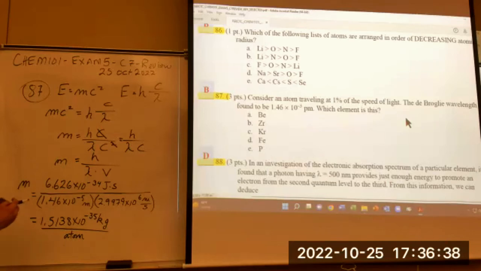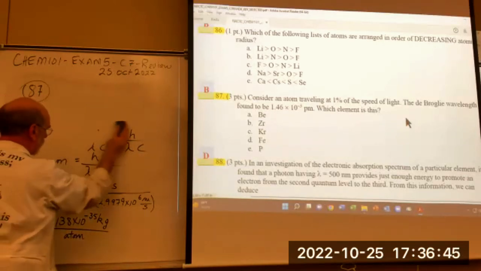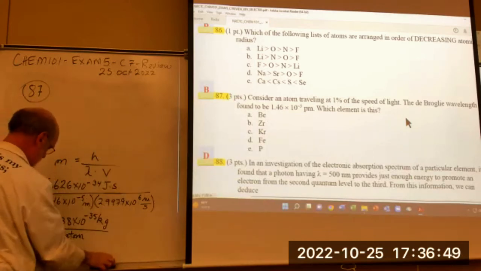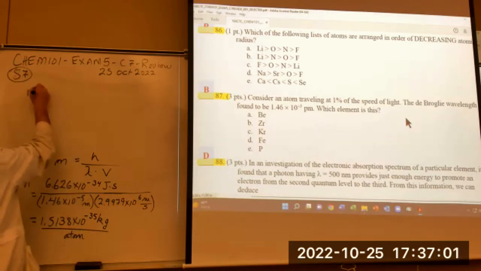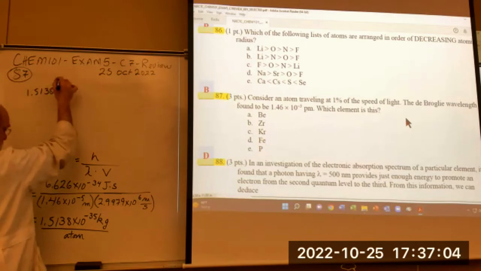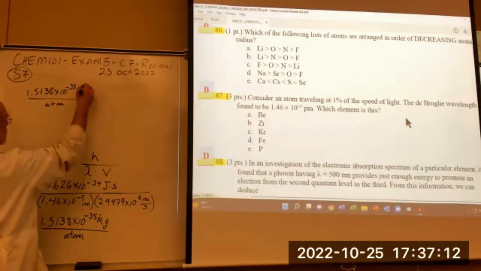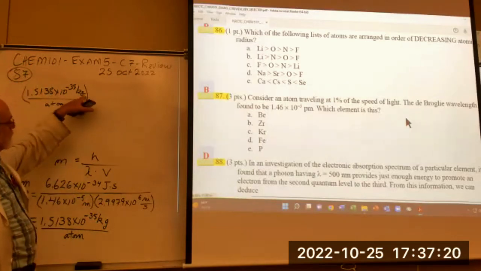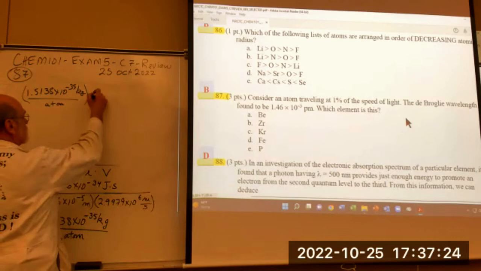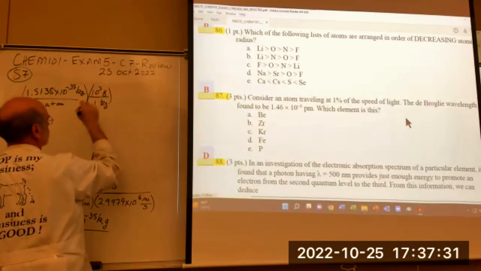Now, since I'm limited on board space, I'm going to have to erase this stuff and make room. All right, so let's take this value up here, 1.5138 times 10 to the minus 35 kilograms per atom. Now it becomes a dimensional analysis problem. You've got two dimensions that need to be converted. This needs to be in grams. This needs to be in moles. So let's do the easiest one first. Kilograms to grams, 10 to the third, 1,000 grams per kilogram.